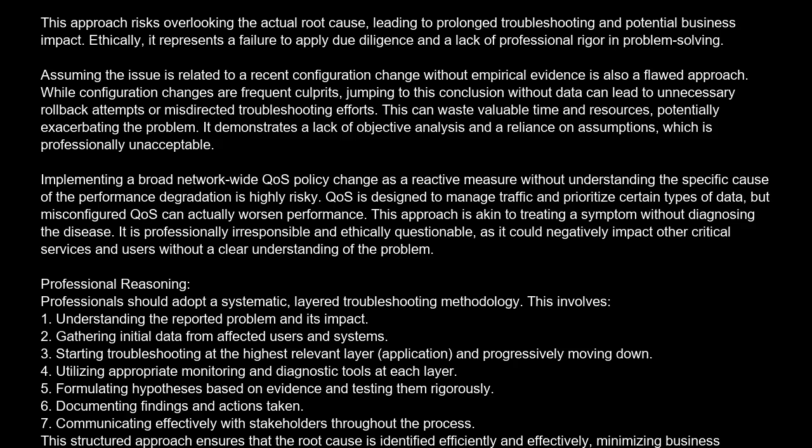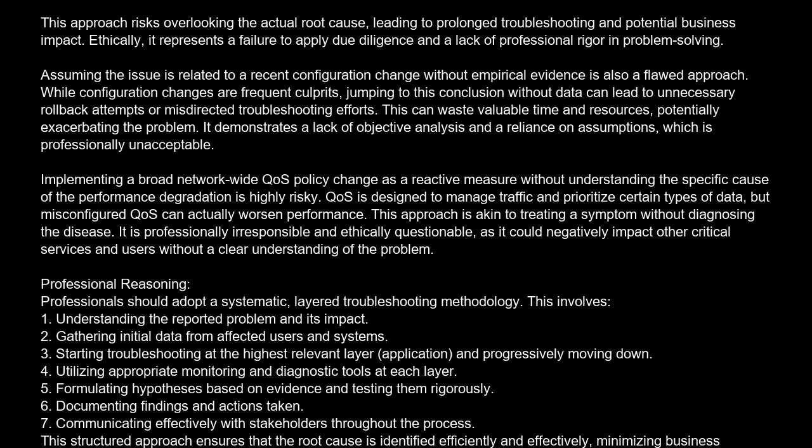Implementing a broad network-wide QoS policy change as a reactive measure without understanding the specific cause of the performance degradation is highly risky. QoS is designed to manage traffic and prioritize certain types of data, but misconfigured QoS can actually worsen performance. This approach is akin to treating a symptom without diagnosing the disease.